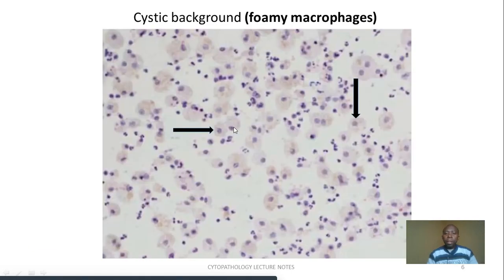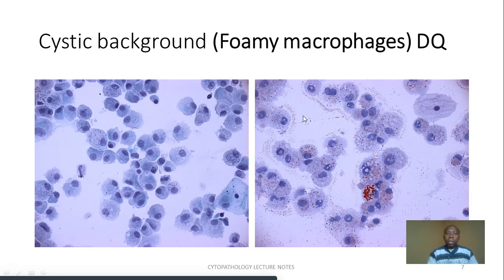Can you go back? We have these cells you're seeing with the nucleus in the middle. The cytoplasm is pale, but this image may not be very clear where you're seeing this black arrow. But if you look at these cells critically, you realize they have a foamy appearance in the cytoplasm. Let's look at another clear image showing the same.